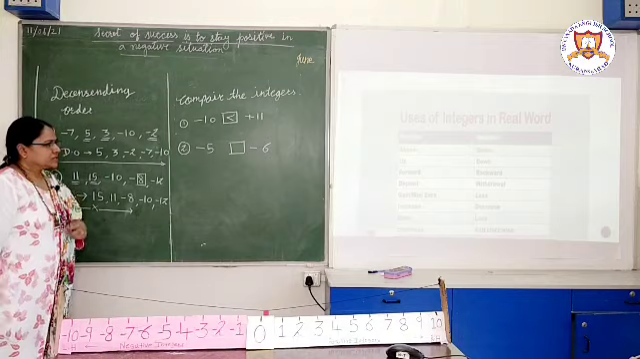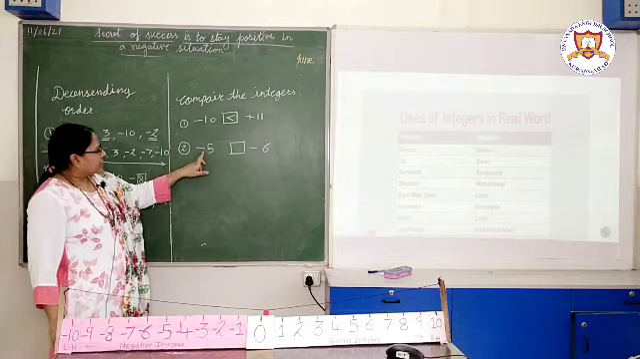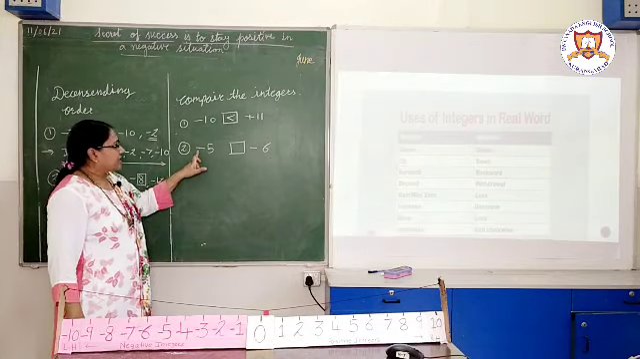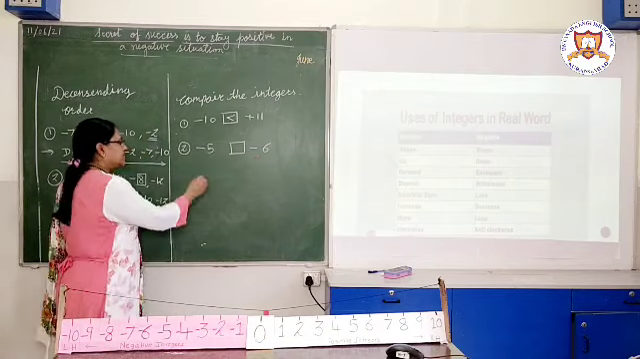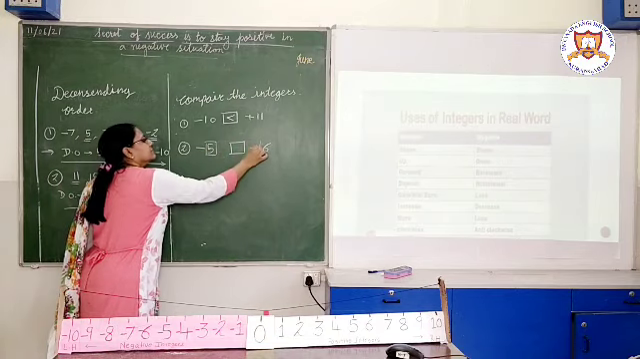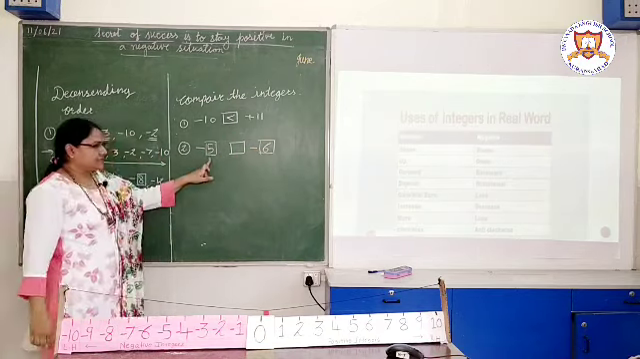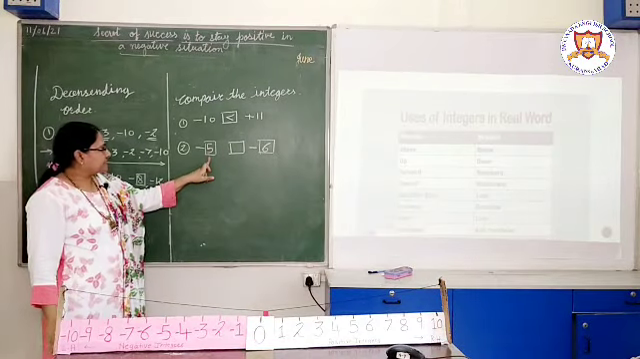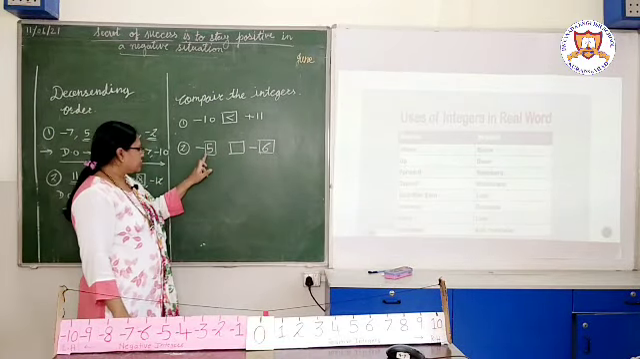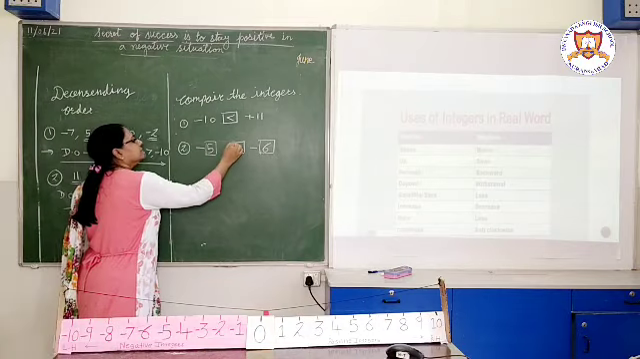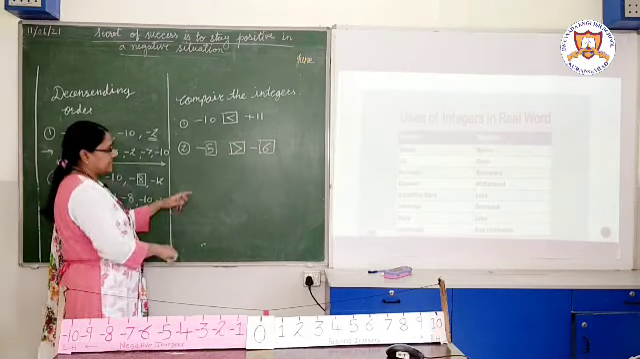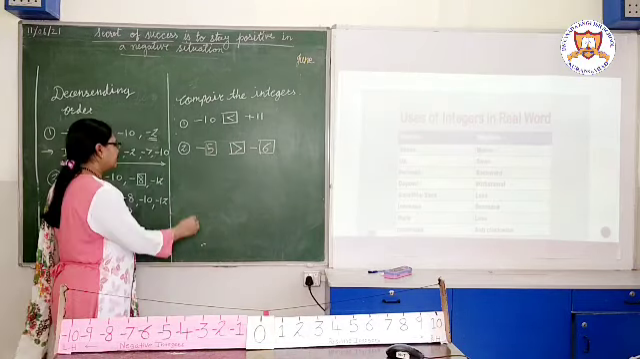Whenever two negative numbers are there, see the magnitude here: less is the magnitude, greater is the number. So 5 is the smaller magnitude here. So -5 is greater than -6.